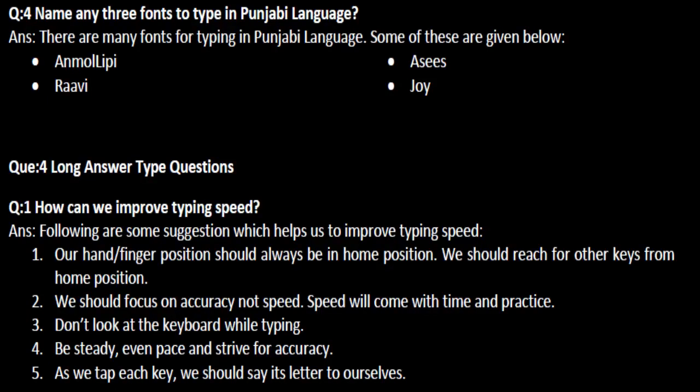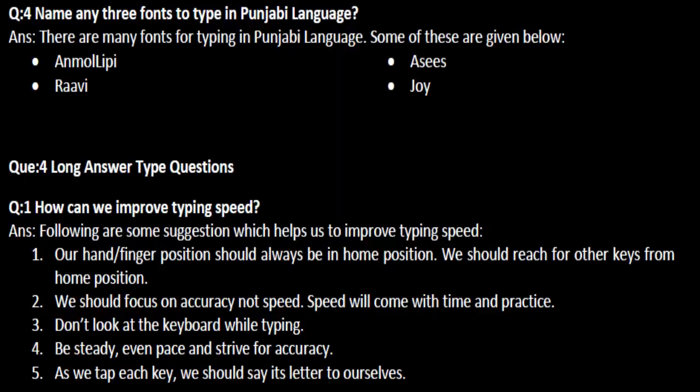Second, we should focus on accuracy, not speed. Accuracy is first. And what about speed? Speed will come with time and practice. Practice makes a man perfect. Speed is a secondary thing. Accuracy is primary. So third one, don't look at the keyboard while typing. Fourth, be steady, even-paced and strive for accuracy. And last one, as we tap each key, we should say its letter to ourselves.